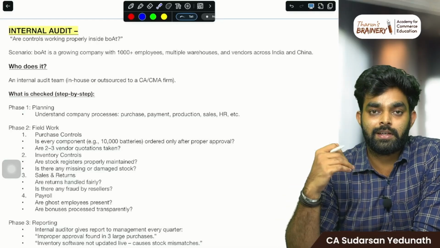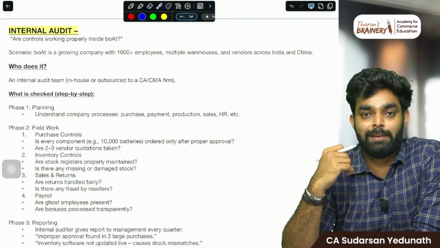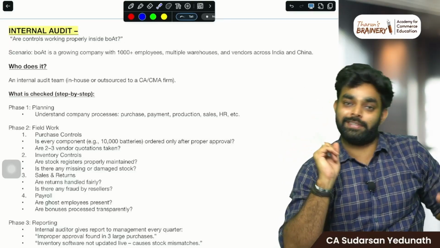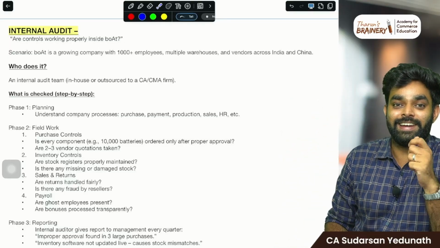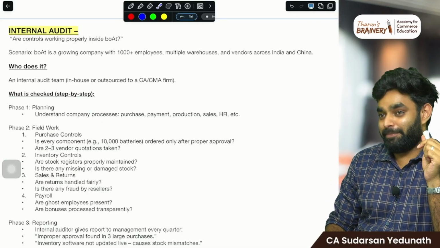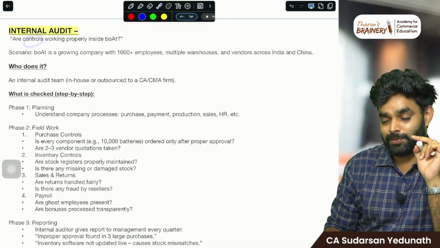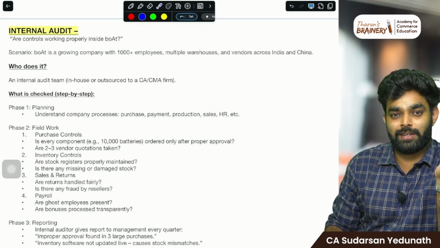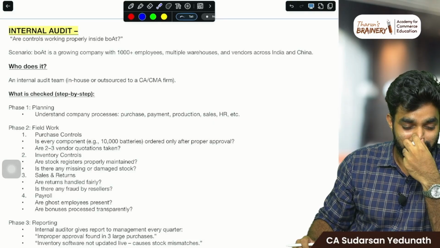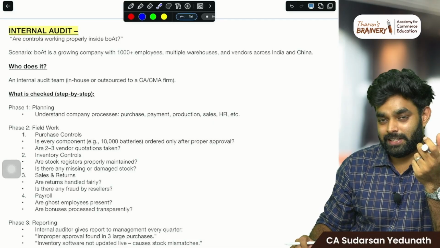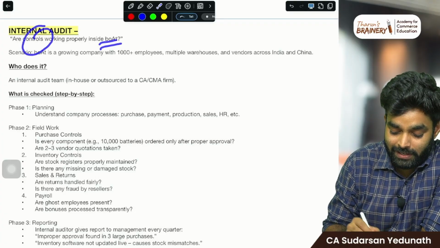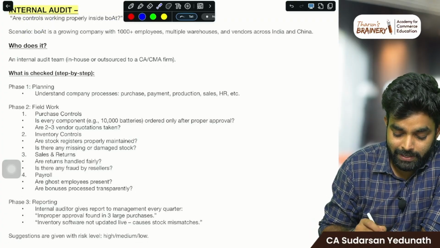If in this subject one year back, when the practical portion in the subject was more, students used to just study that and pass. They'll not even study the theory paper. Right? But there are a lot of these kinds of technical small words, test of details, substantive procedures. That is not that much in this; that is in CA, I'm just saying. So complex words are there. I'll be giving you the meanings of all of that as well. So, are controls working properly inside boAt? What do you mean by that?